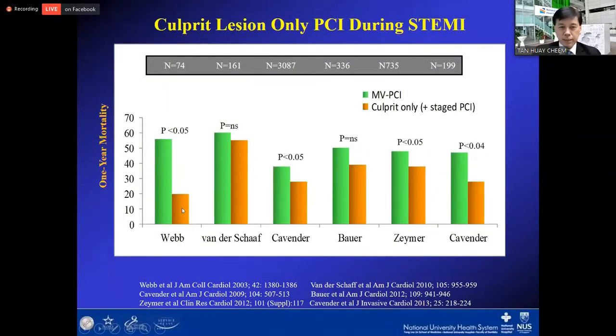which is marked by this orange bar here, versus patients who had a multivessel PCI done, actually multivessel PCI didn't seem as though there were more advantages compared to just culprit-only PCI. But this is really in a very early stage.